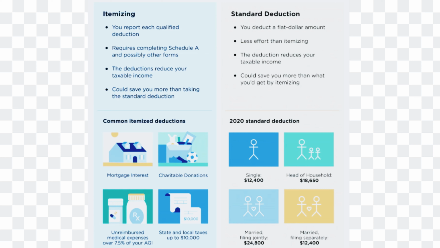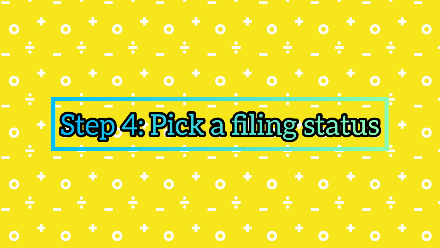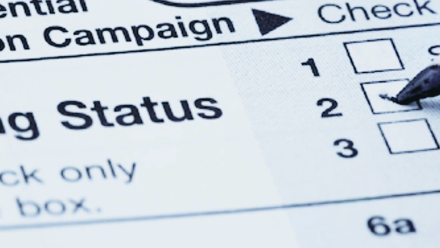I think these charts are very straightforward, so take your time, you can pause it to take a look at it. Step 4. Pick your filing status. Your filing status helps you figure out what you'll need to do to file, what your standard deduction is, your eligibility for certain credits, and how much you owe in taxes.